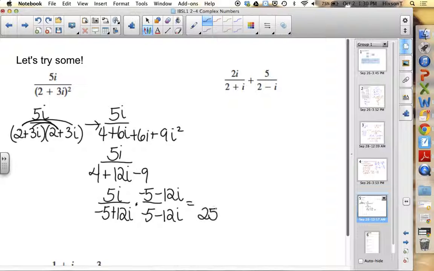Alright, so you see now she's using the complex conjugate of that negative 5 plus 12i: negative 5 minus 12i. If she had wanted to, she could have seen that denominator as 12i minus 5, and then the conjugate would have been 12i plus 5. But how'd you get negative 5? Because you have 4 plus 9i squared, so 4 minus 9.